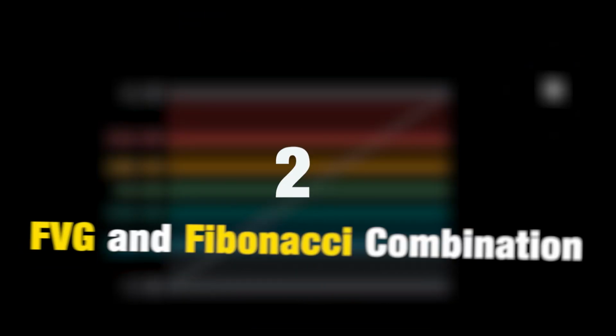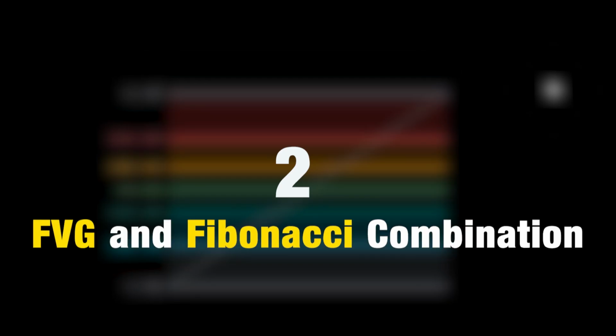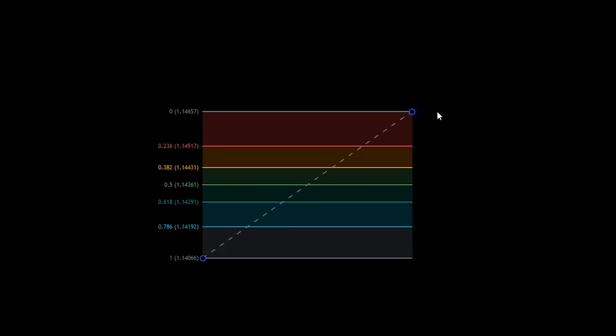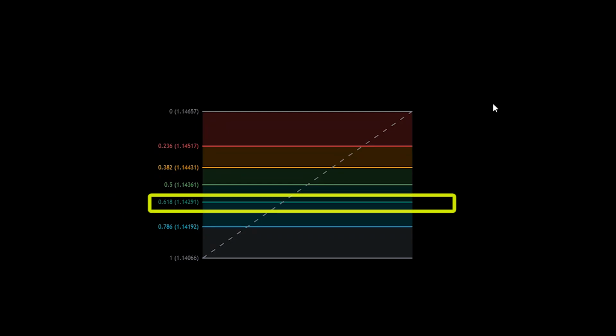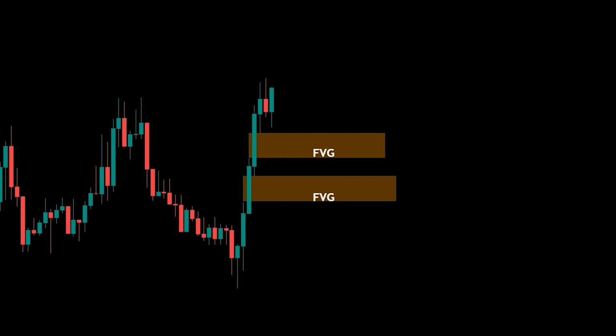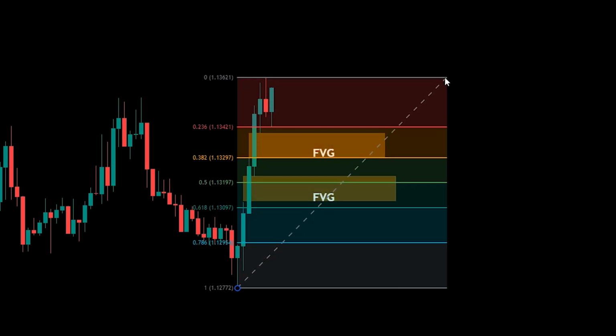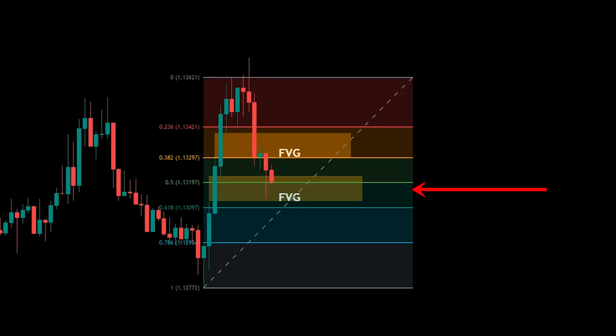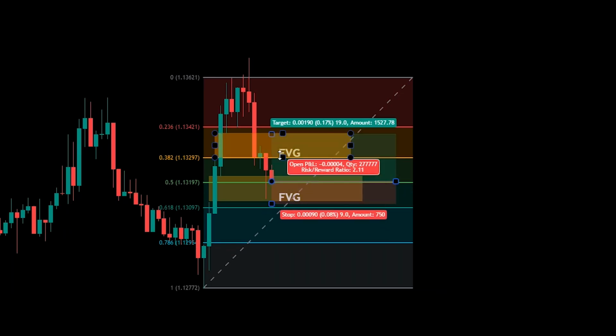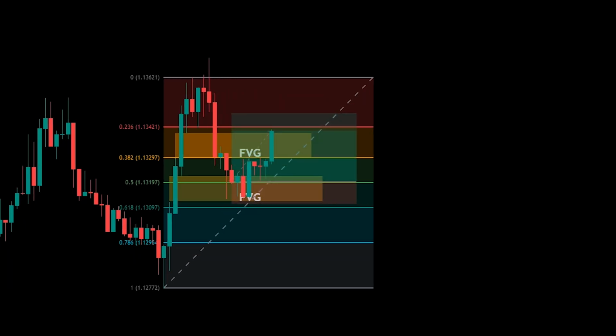2. FVG and Fibonacci combination. In this strategy, use the Fibonacci tool to find alignment with the 61.8% Fibonacci level, also known as the golden zone. After identifying existing FVGs, apply Fibonacci from the move's bottom to top and select the FVG closest to the 61.8% level. Then wait for the price to revisit this FVG and enter the trade when it does.